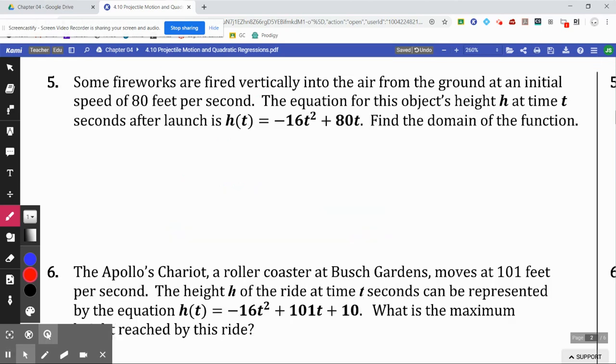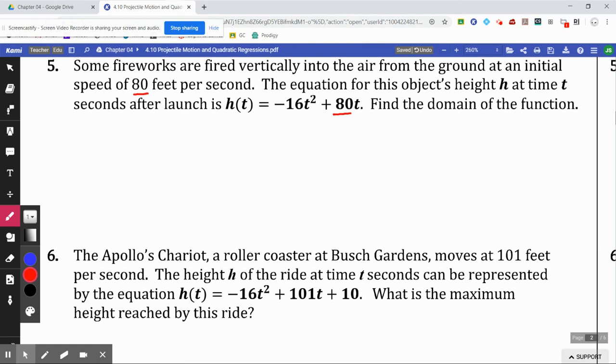6 feet tall. Number 5, some fireworks are fired vertically into the air. Speed is 80 feet per second. The equation for this object's height and time is given. Find the domain of the function. So again, notice it's probably fired from the ground because it's plus 0. So here, you've got this firework launch, and we want to know what is the domain, or pretty much what's the time from here to here.